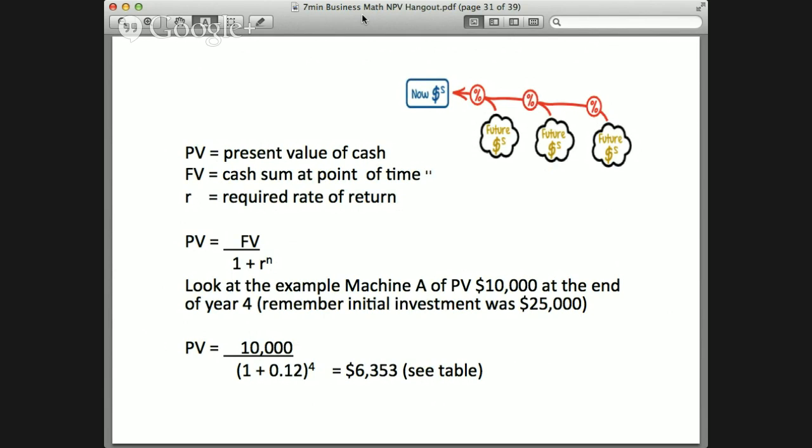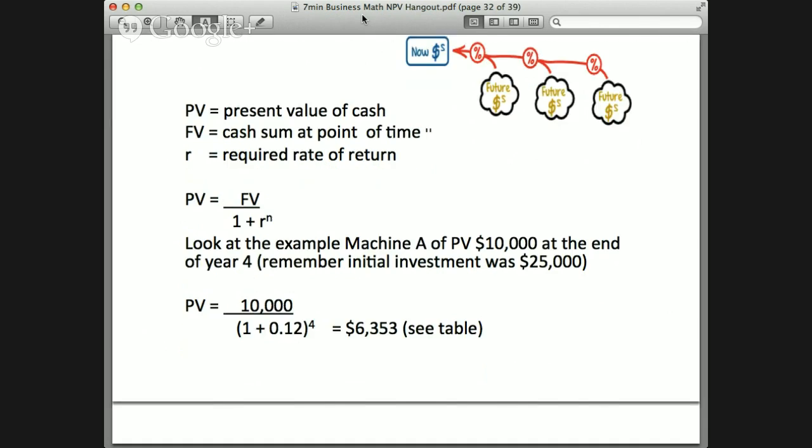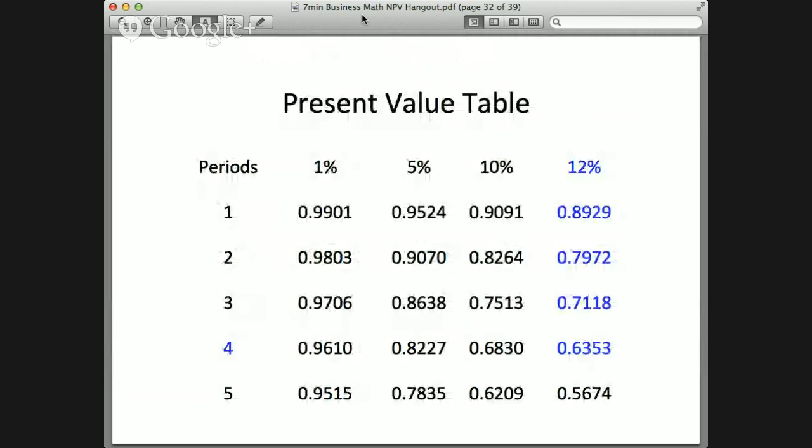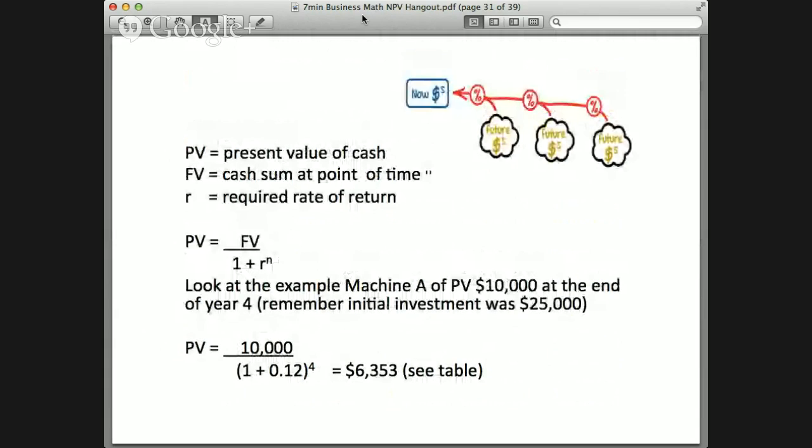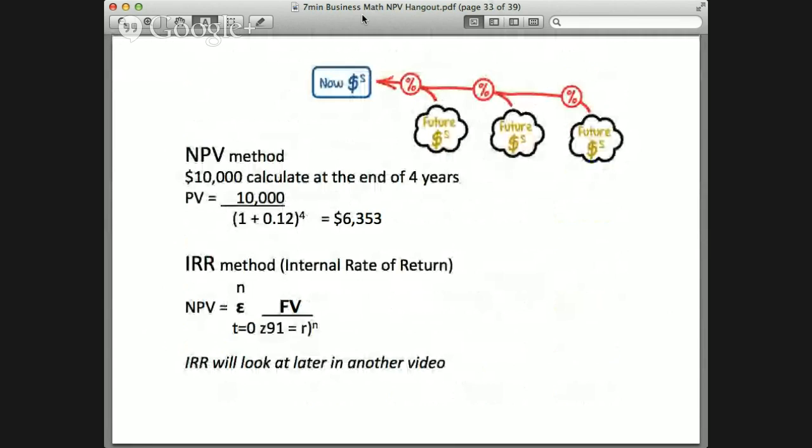I'm going to show you the table in a moment, and the table shows us that the 4-year period at 12% is 0.6353. I'll just go back a slide. So there we are, 0.6353, according to the table. So that calculation again is 10,000 divided by 1.12, over 4 periods.